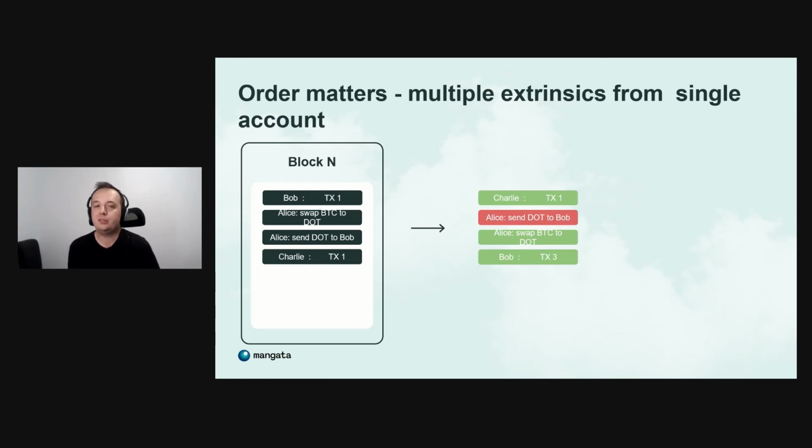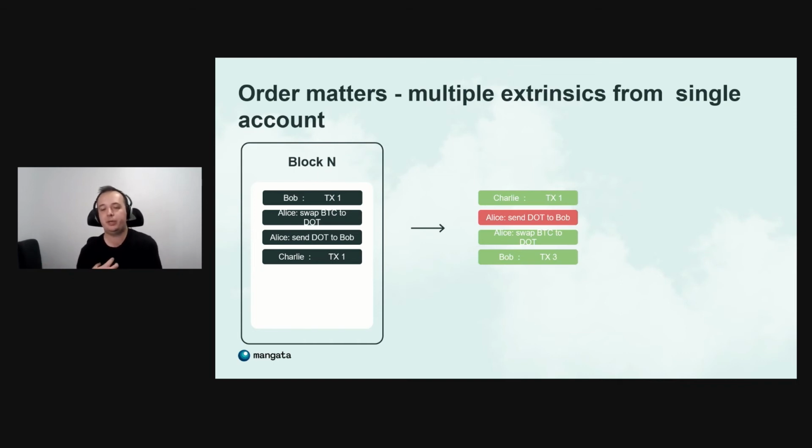So let's assume a simpler scenario. There are three actors, Bob, Alice, and Charlie. They're submitting their transactions to the block. We reverse the order of the transactions. But let's assume that I'm Alice. I just bought some Polkadot tokens, and I want to send them to Bob. So I need to do that in two separate steps. First I'm buying the new token, then I'm sending it to Bob.